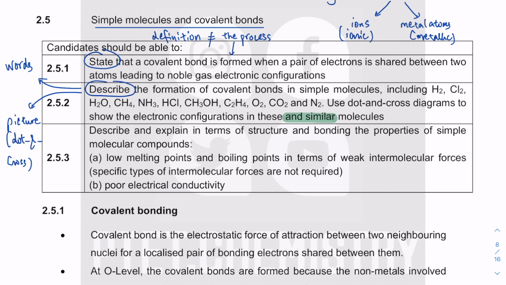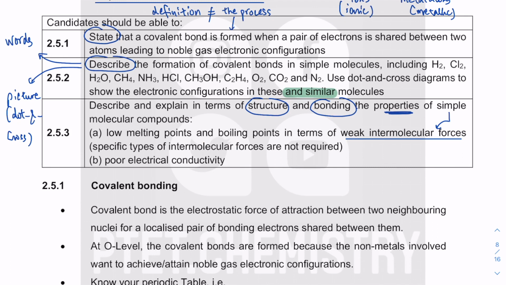Lastly, just like for ionic compounds, we always talk about structure and bonding. What are the kind of properties we can associate with the structure and bonding? Simple molecular compounds have simple molecular structure. What are we breaking? We are only breaking the weak intermolecular forces for simple molecules. So if you don't know your syllabus, then you don't really know what you are breaking, and therefore you won't be able to associate the low melting and boiling points of simple molecular compounds.